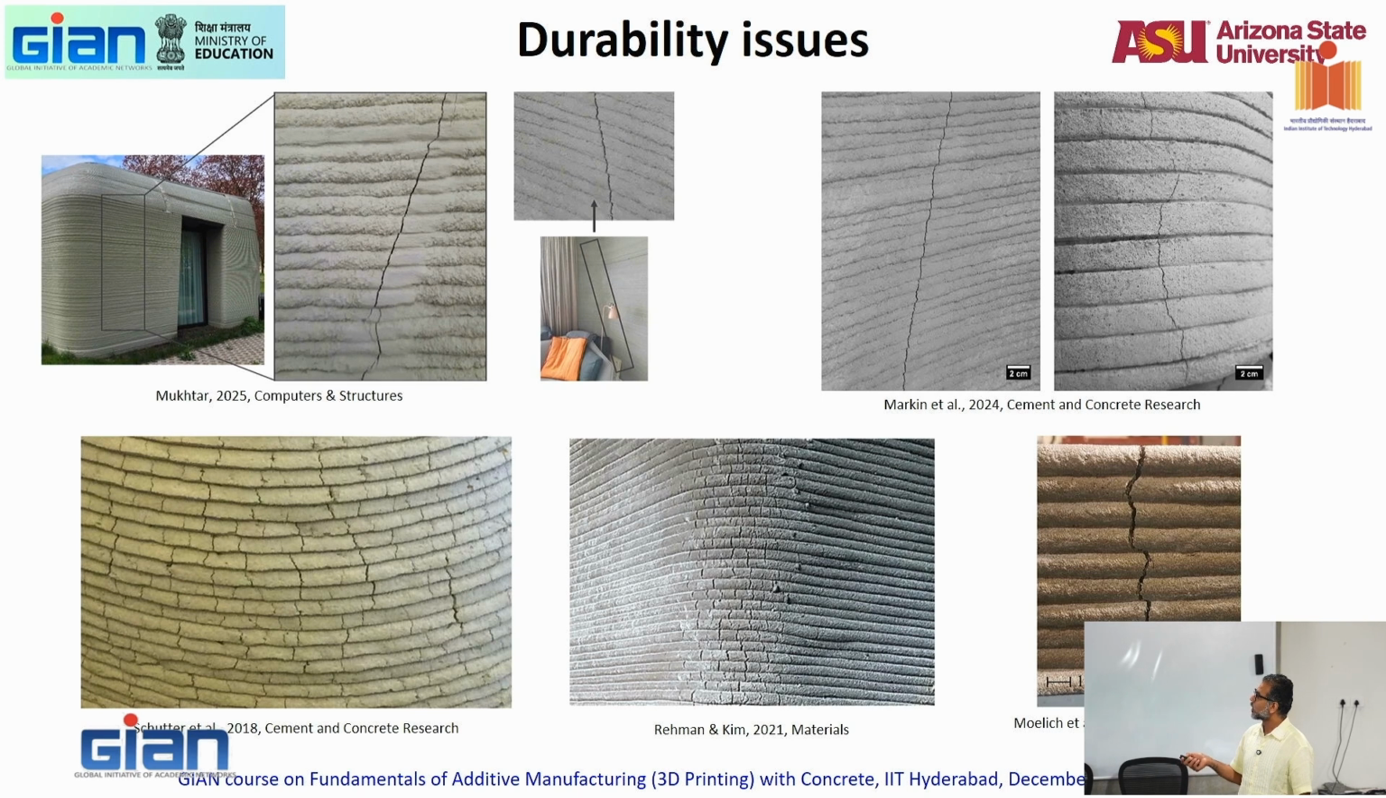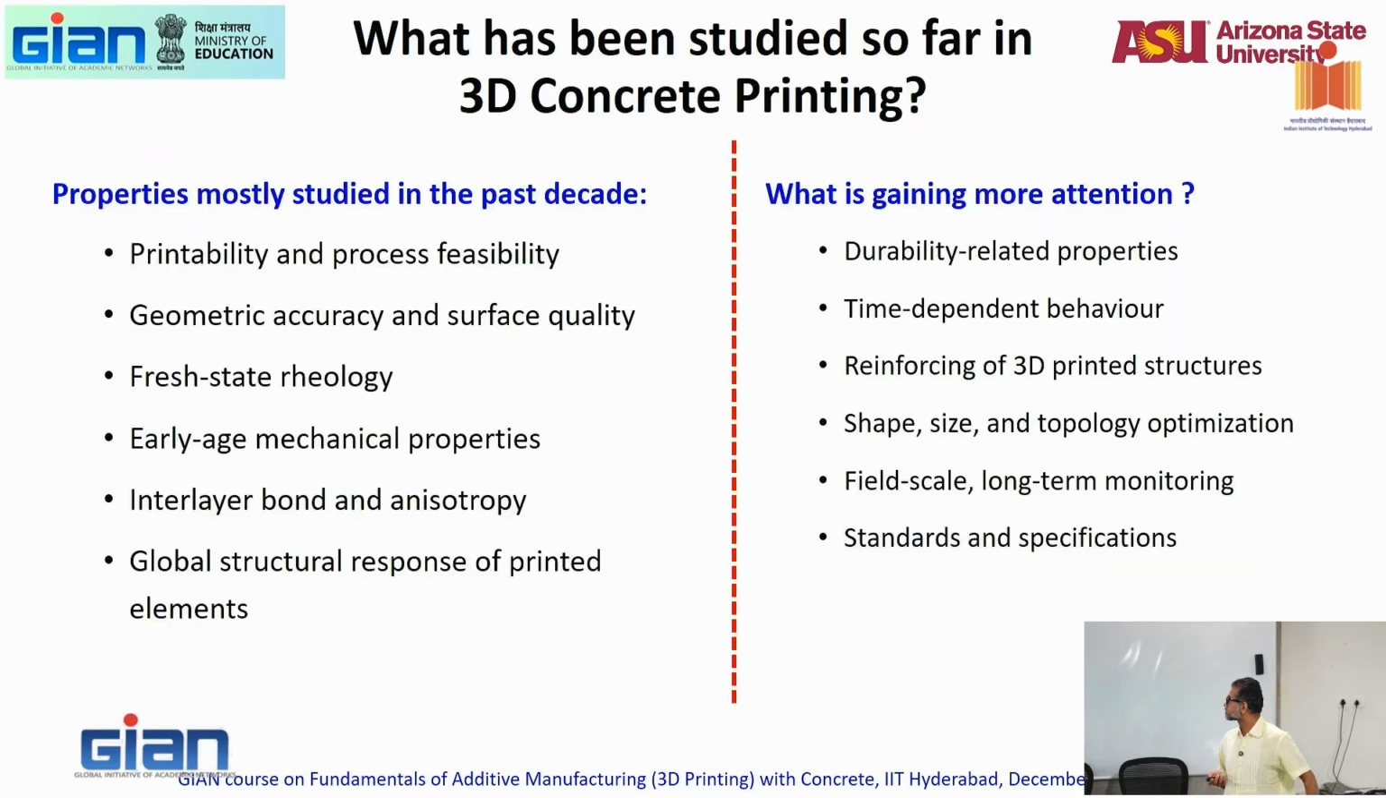But again, one of the very critical challenges is about cracking, shrinkage and cracking. When you have so much of exposed area and when you have the material that's changing properties very quickly, very early. So what has been studied so far? If you look at lots of papers, printability, process feasibility, geometrical accuracy, strength, fresh state rheology, interlayer bond, anisotropy, global response, all of those are well studied. Things gaining more attention now, I wouldn't say not studied, gaining more attention, durability related properties.